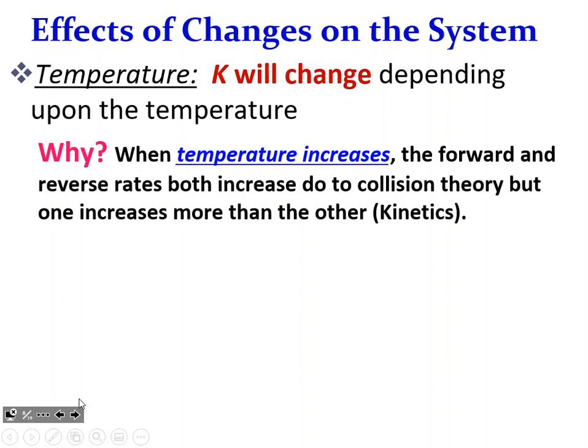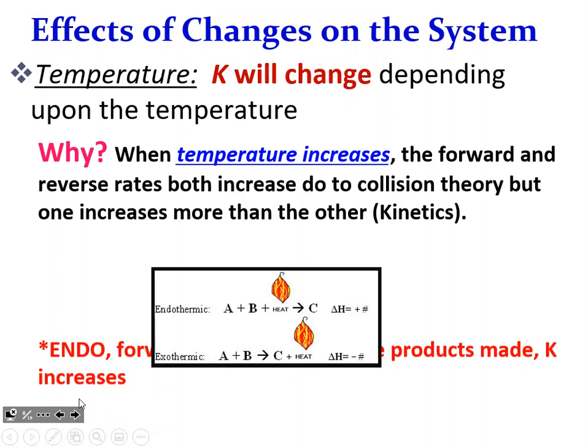Now K will change depending upon the temperature, okay? When the temperature increases, the forward and reverse rates both increase due to the collision theory, because when you increase temperature, the particles' kinetic energy increases, so they're moving faster. That means they're going to collide more. So it actually does ultimately end up changing that products over reactants ratio, and that's why the K value is going to change. That has to do a lot with the kinetics here, not necessarily anything else.